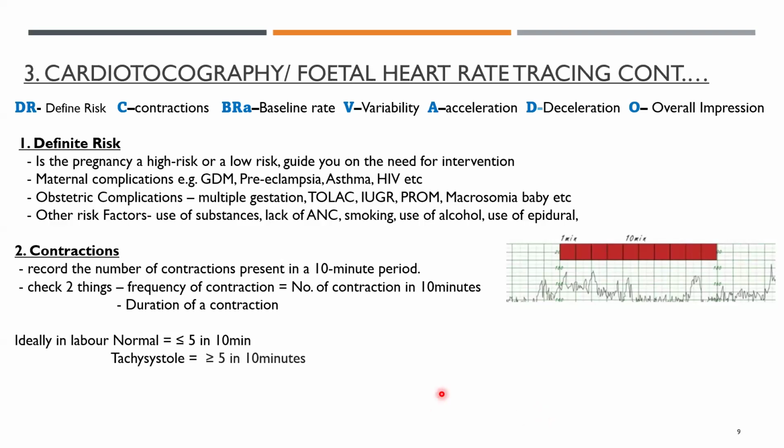Next are your contractions. So C stands for contractions. In this, you're basically recording the number of contractions in a 10-minute period. To understand a 10-minute period, you need to know what it looks like on a CTG. Ideally, one small box is 1 minute, so 10 boxes is 10 minutes. Sometimes it's a tinier box for 1 minute. So either way, one small box is 1 minute, so 10 boxes will be 10 minutes.